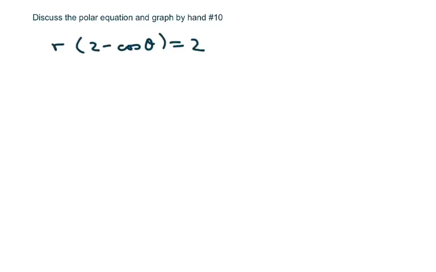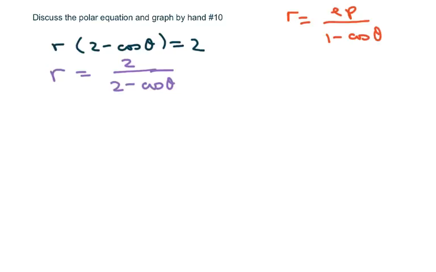Hi everyone, we're going to discuss the polar equation and graph by hand. The first thing I'm going to do is divide both sides by 2 minus cosine of theta, so just put it in the proper form. We know r equals ep over 1 minus cosine of theta, so we're going to get all the information from this.